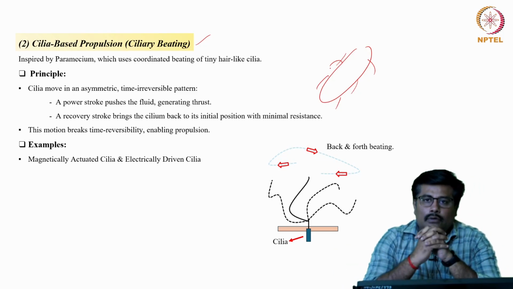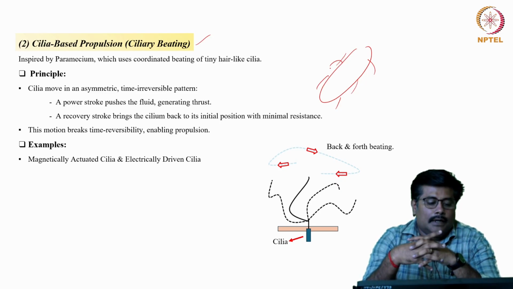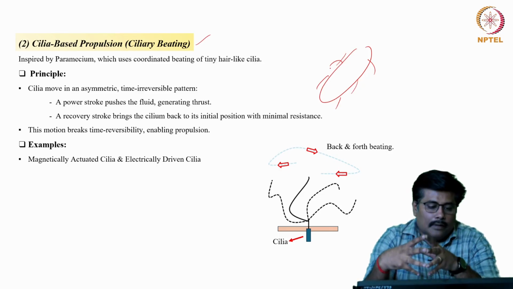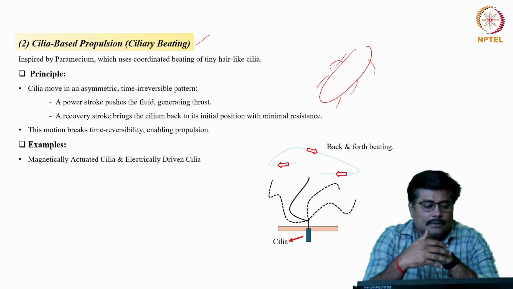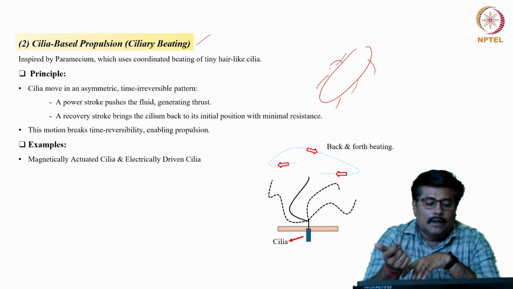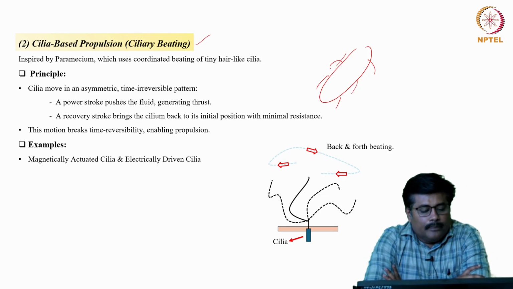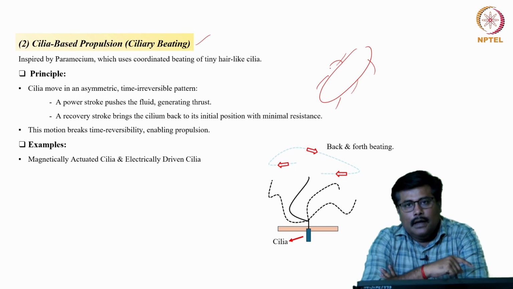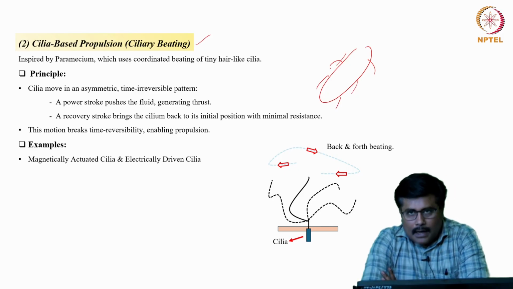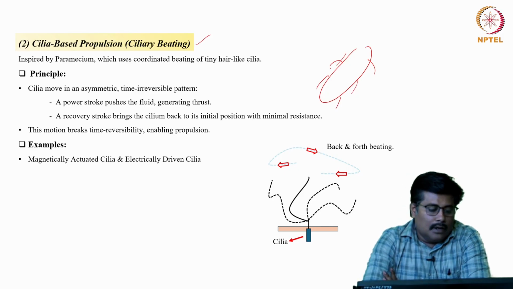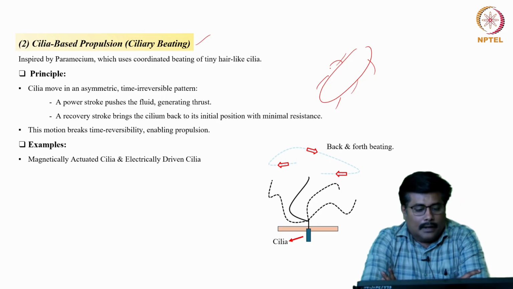Looking at the principle, these cilia move in an asymmetric, time irreversible pattern. A power stroke pushes the fluid, generating a thrust, and a recovery stroke brings the cilium back to its initial position with minimal resistance. This motion breaks the time reversibility and always enables propulsion in this particular system. There are different examples: one is called magnetically actuated cilia, and the other is called electrically driven cilia.